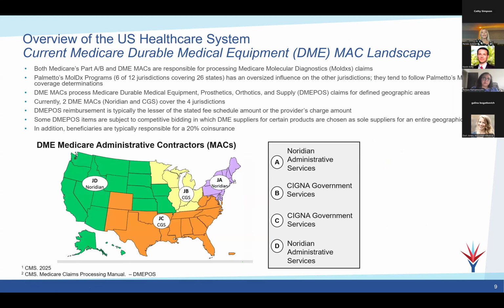To make matters more complicated, there are some of the same MACs, but depending on what's being covered, the previous one that I showed you was Medicare Parts A and B. This is durable medical equipment. And DME actually only has two MACs to cover all of these regions, Noridian and Cigna. Molecular diagnostics, sometimes people call them MolDX, used to have their own MACs, but now they're actually covered by the same MACs that are Medicare A and B and DME.